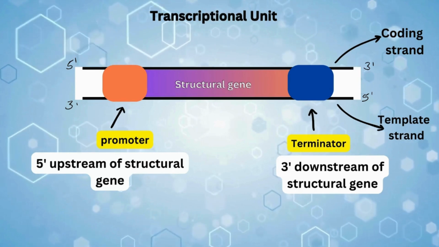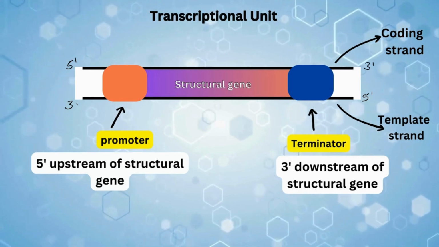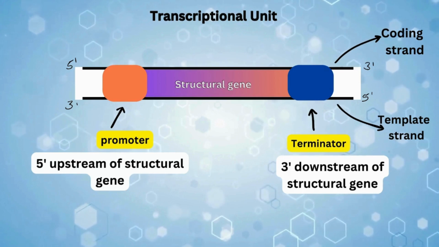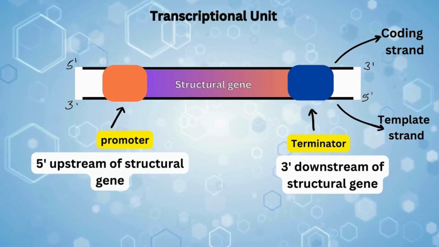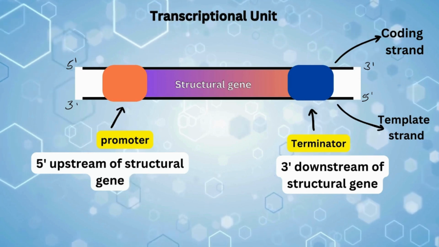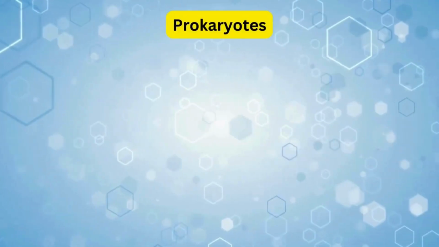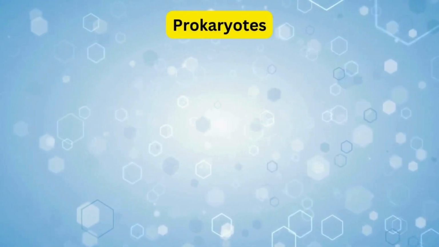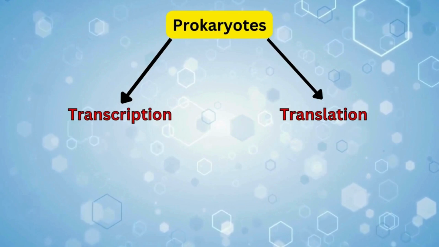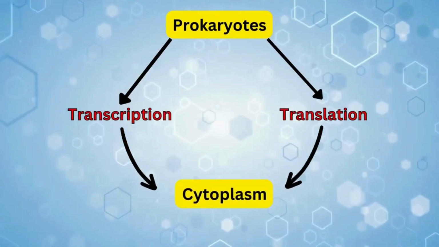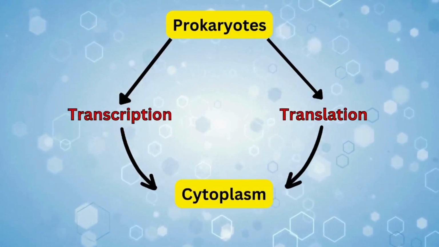So, the position of the promoter is 5' upstream of the structural gene and position of terminator is 3' downstream of the structural gene. Upstream means ahead of the structural gene and downstream means behind the structural gene. In prokaryotes, the two processes, transcription and translation, both occur in a single compartment, that is cytoplasm.